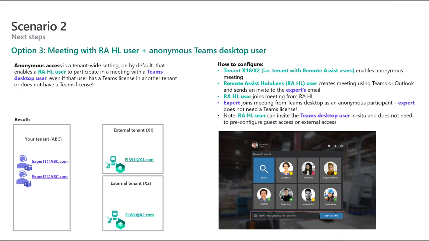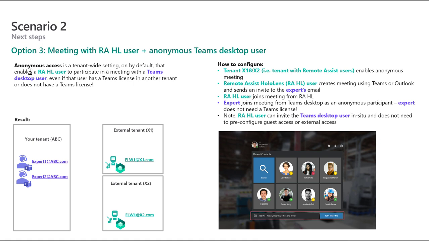So now let's talk about option 3, which is really for a pretty niche scenario in which the Remote Assist HoloLens user and a Teams desktop user are collaborating and they want to collaborate in a meeting rather than in a call. So let me give an overview of what anonymous access means.